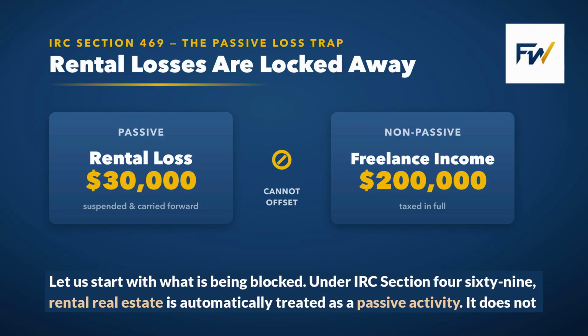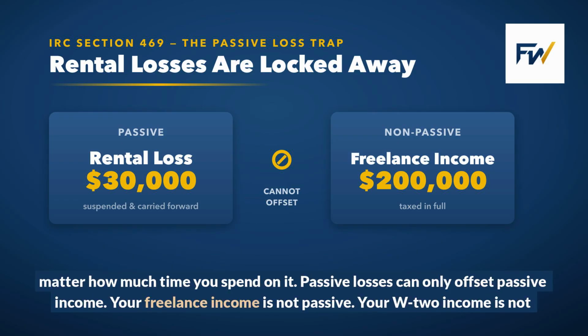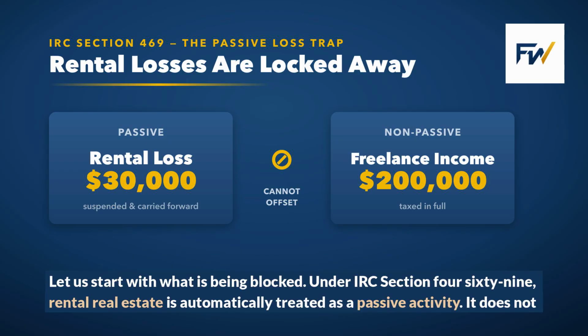Under IRC Section 469, rental real estate is automatically treated as a passive activity. It does not matter how much time you spend on it. Passive losses can only offset passive income. Your freelance income is not passive. Your W-2 income is not passive. Your interest and dividends are not passive. So if your rental throws off a $30,000 paper loss from depreciation this year, you cannot use it to cut your freelance tax. The loss gets suspended. It carries forward until you have passive income or until you sell.